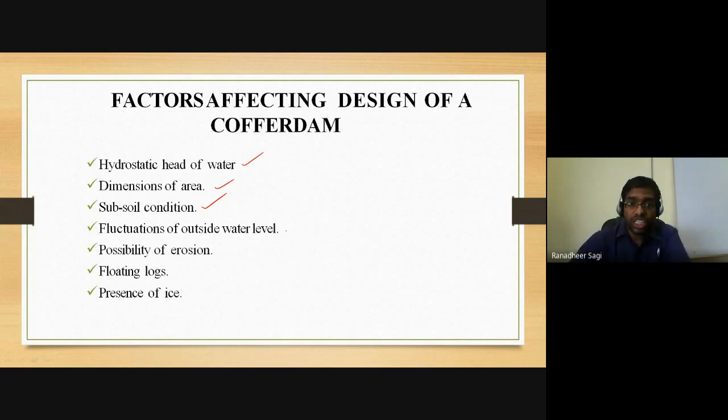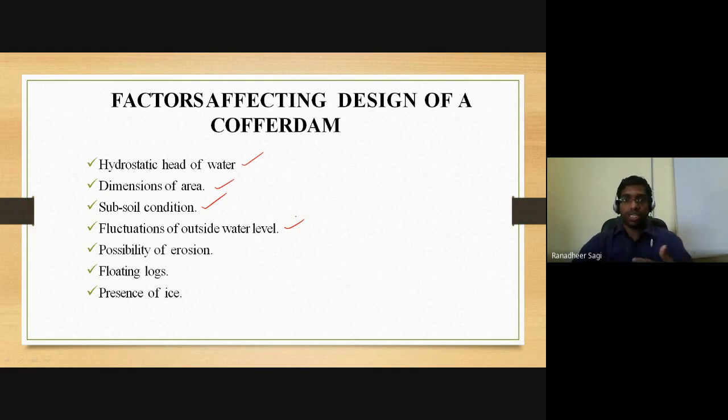And we have to understand how the fluctuations of water levels are there on the outside of the cofferdam which is to be constructed. On the outer surface, after the construction of the cofferdam, how are the fluctuations in water levels? Do you have floods coming into the picture? Over what period is the cofferdam going to remain in that particular area? Do you have any effect of floods which are expected?